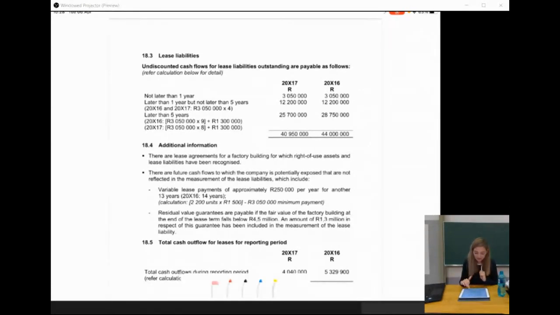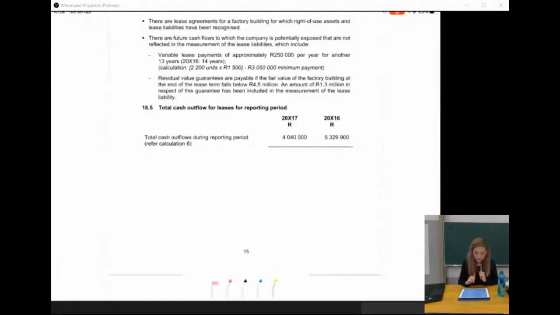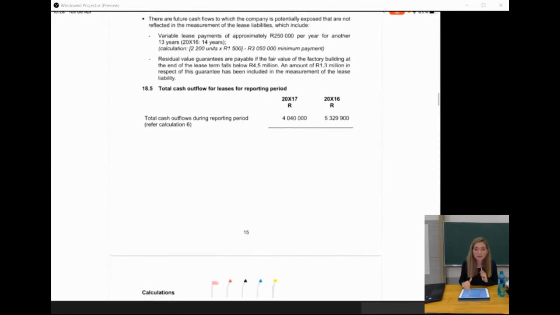Then there's some additional information that has to be given, and you also have to show the total cash outflow for leases for the reporting period.